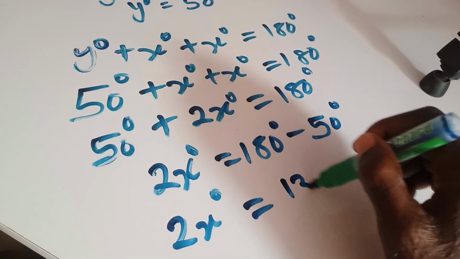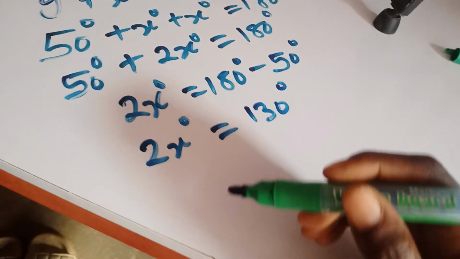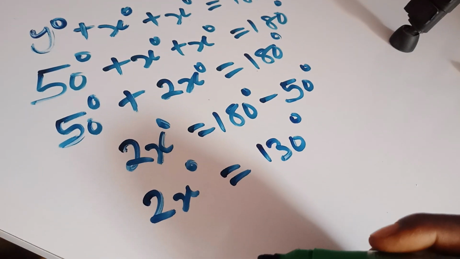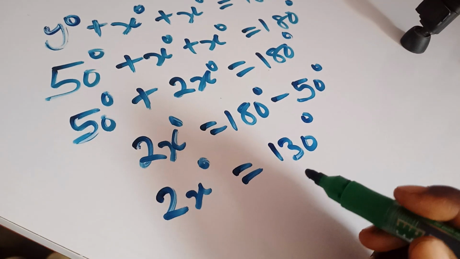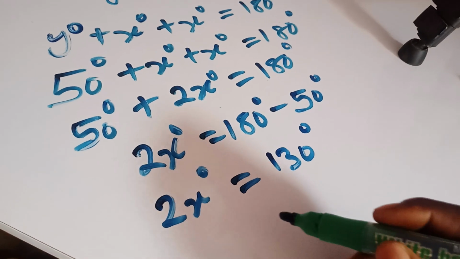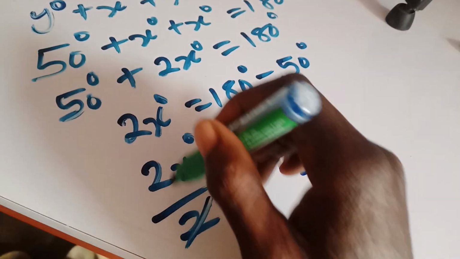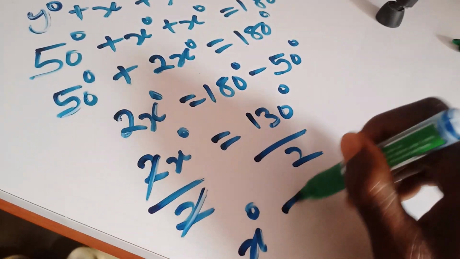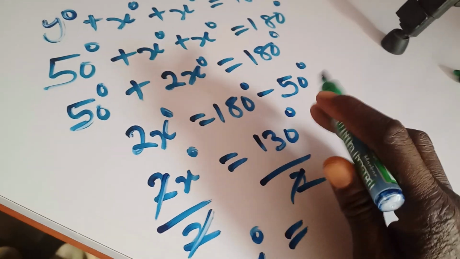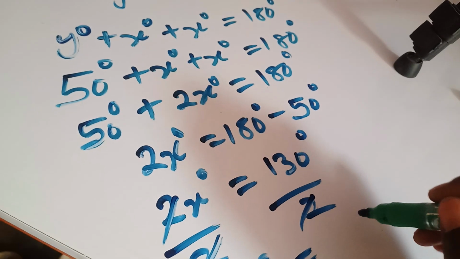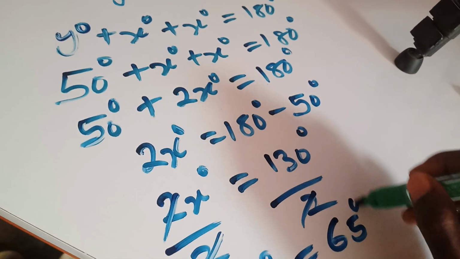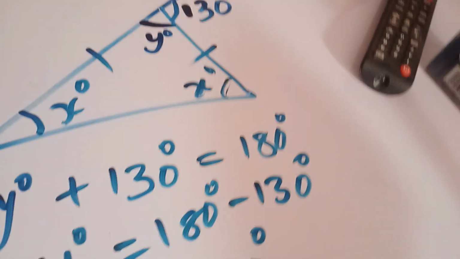This is equal to 130 degree. But we are not asked to find the value of 2x. We are asked to find the value of x. So this shows that we can easily divide both sides by 2 to get rid of the coefficient of x degree. So our x degree is now equal to 2 over 2 here, 1, 2 in this one. This will give us 65 degree.